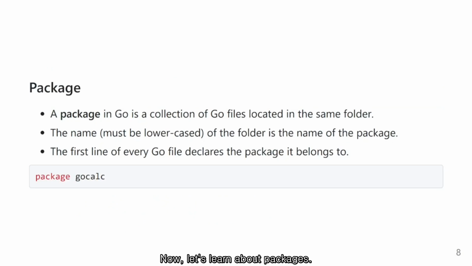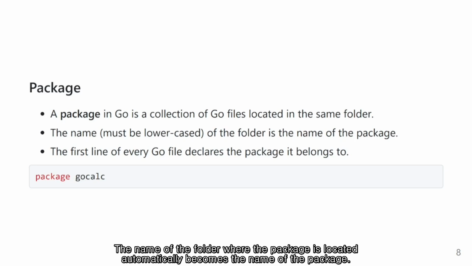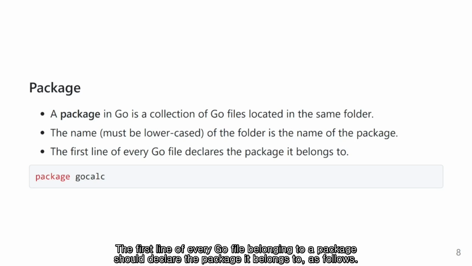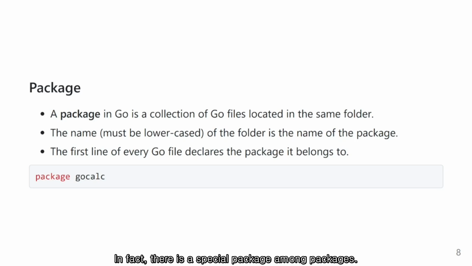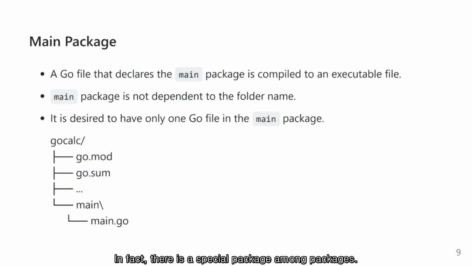Now let's learn about packages. Simply, a package is a unit that groups Go files together. It can define variables, functions, and types. The name of the folder where the package is located automatically becomes the name of the package. The first line of every Go file that belongs to a package should declare the package it belongs to, as follows. In fact, there is a special package among packages.